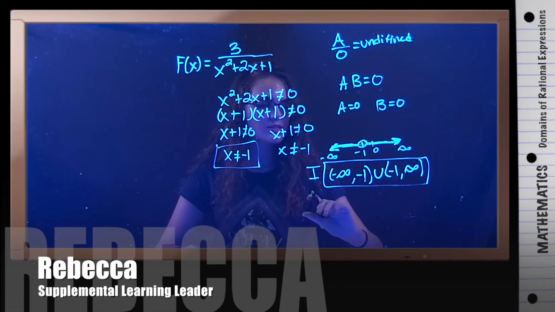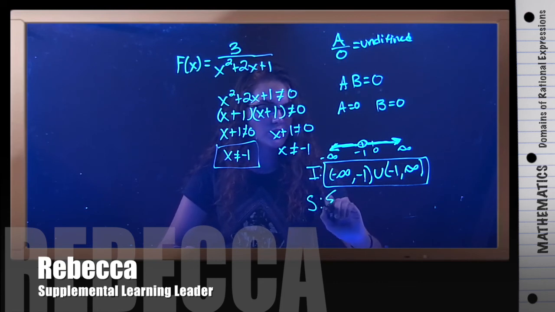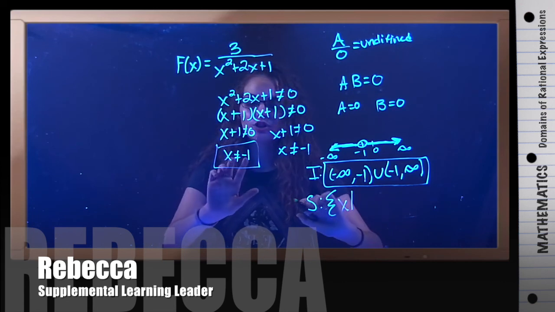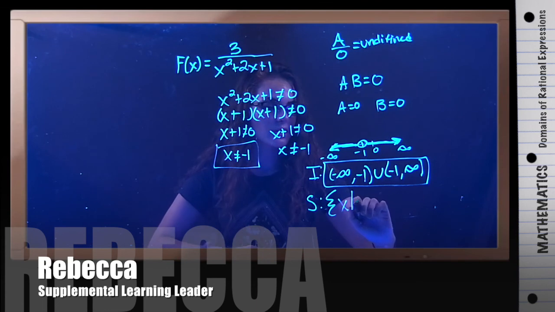But if we want to use this in set builder notation, we can do x such that, and we just use our solution we got up here. x cannot equal -1.